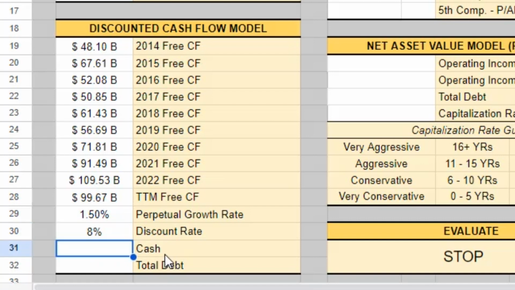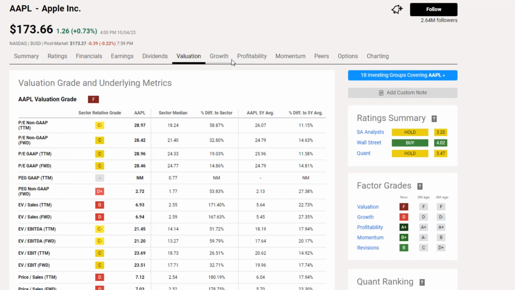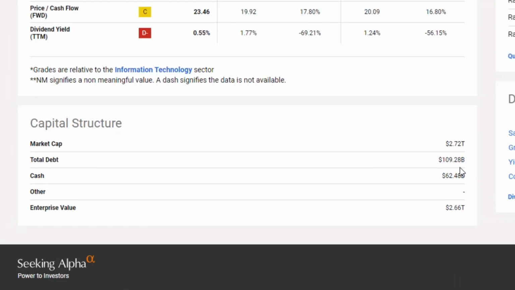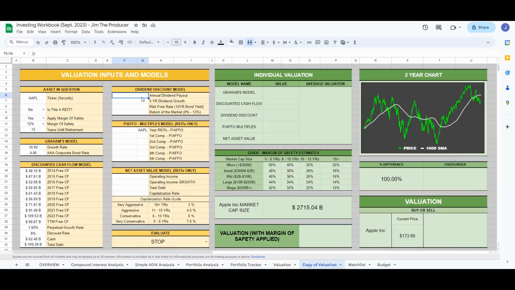The total cash they have on hand and the total debt, that is a quick peek over on their valuation tab under Seeking Alpha, coming down to total debt and total cash, $62 billion for cash and $109 billion for total debt. Moving on to the dividend discount model.